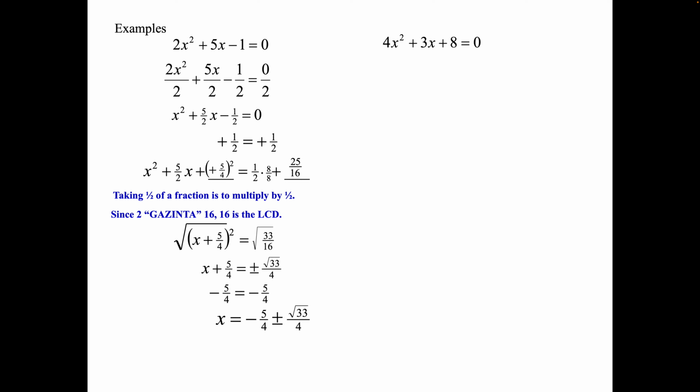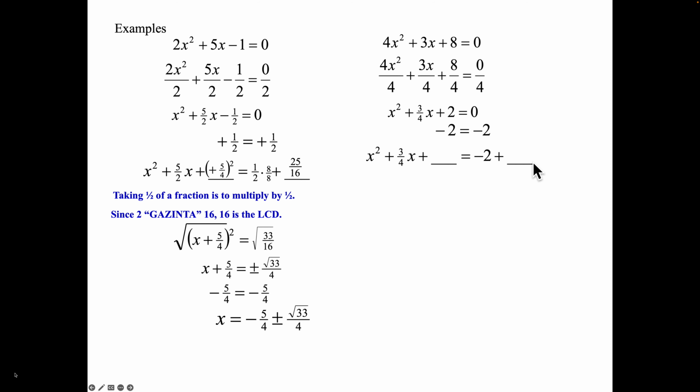Our next example, here we go. 4 times 8 is 32. There's no two numbers that multiply to be 32 that are going to add up to be 3. Just not going to happen. Okay, get rid of the multiplication of 4 first, so divide everybody by 4. That gives us x squared plus 3/4 x plus a 2 equals 0. Now get rid of the constant, subtract the 2 over, and we put in our plus blanks.